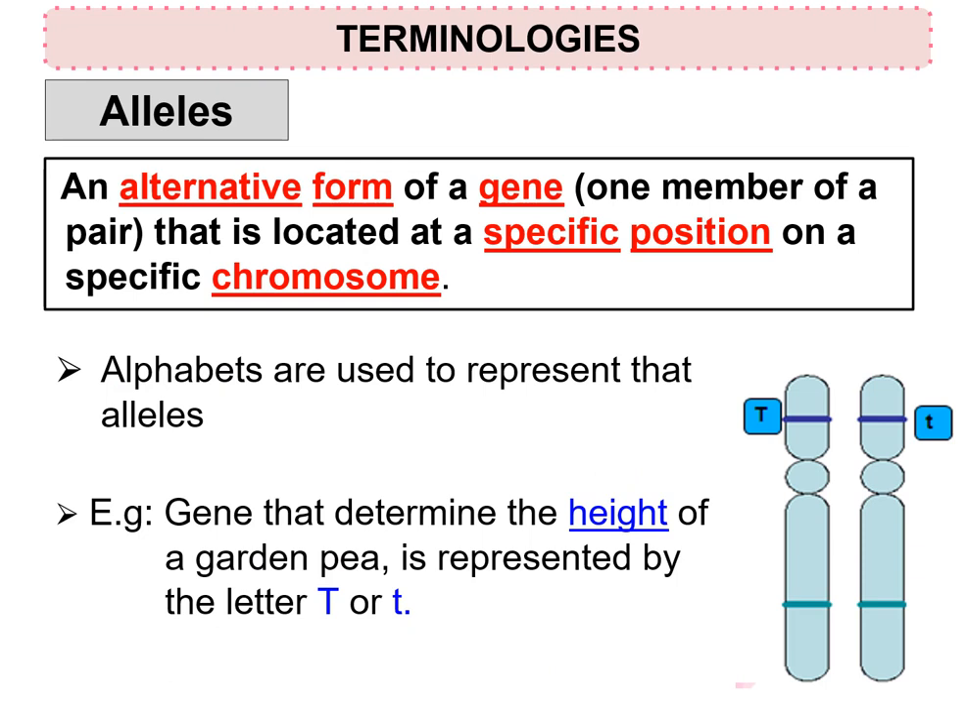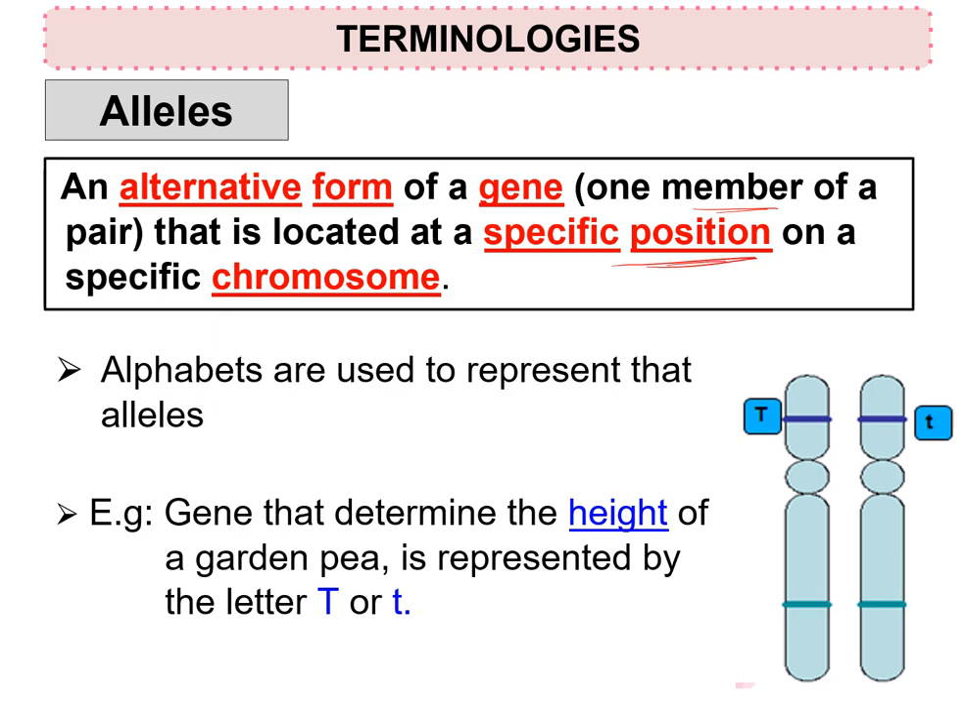Well, alleles is an alternative form of a gene, meaning that besides to make up a gene, we have to have an allele. Allele is a member of a pair. Gene comes with pair because our chromosome comes as a pair. So that particular gene consists of alleles, and alleles will be located at that specific position, locus on the chromosome.